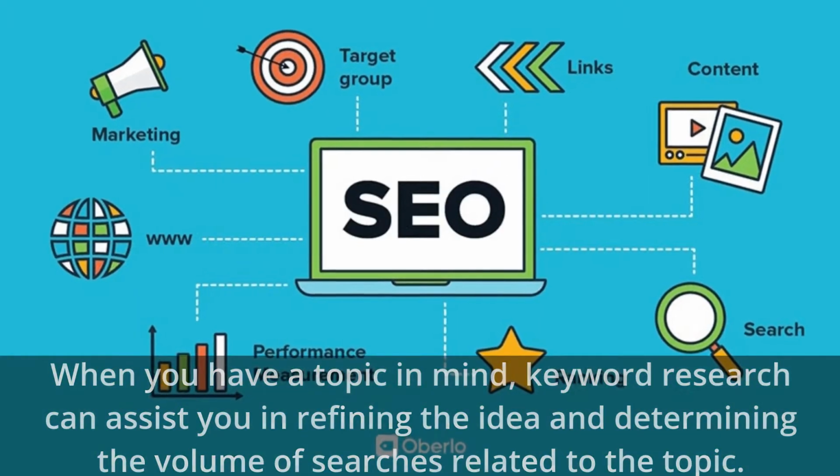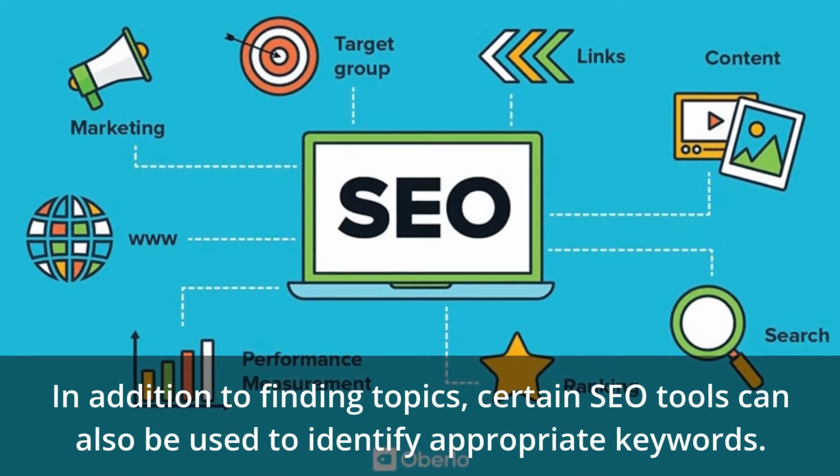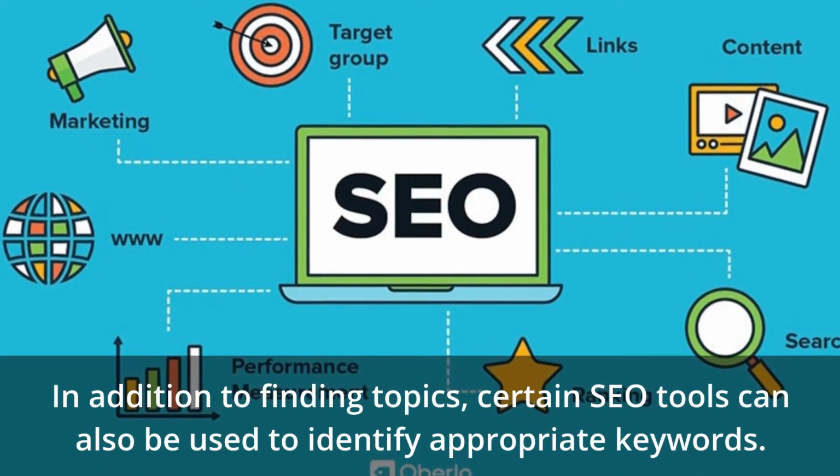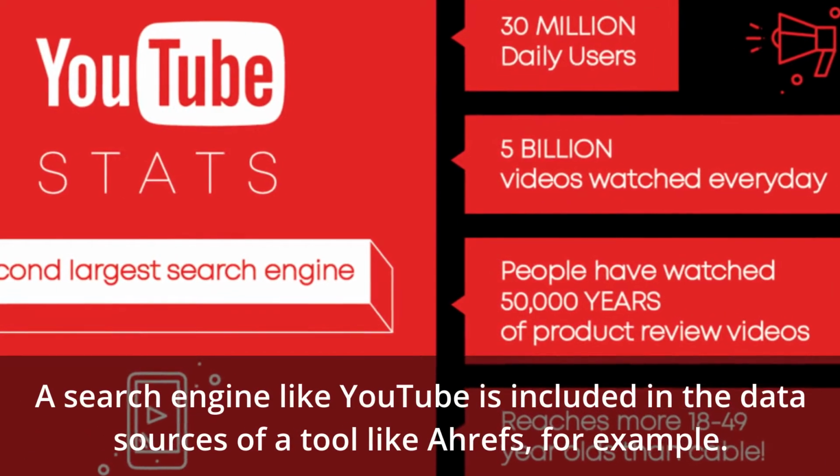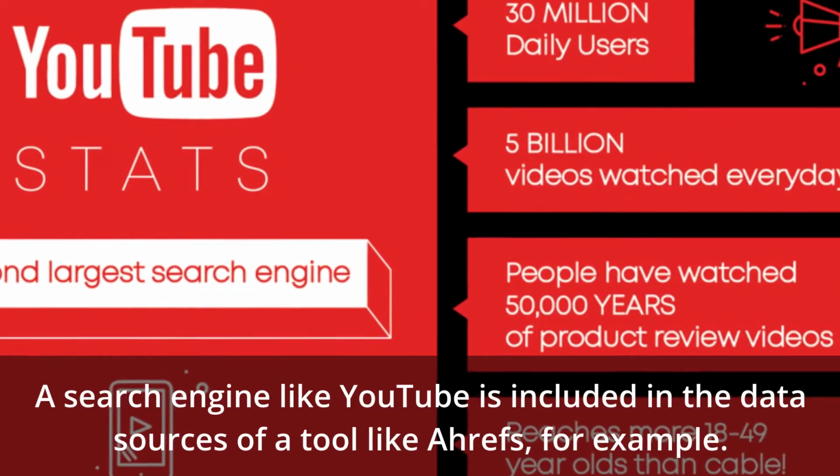In addition to finding topics, certain SEO tools can also be used to identify appropriate keywords. A search engine like YouTube is included in the data sources of a tool like Ahrefs, for example.